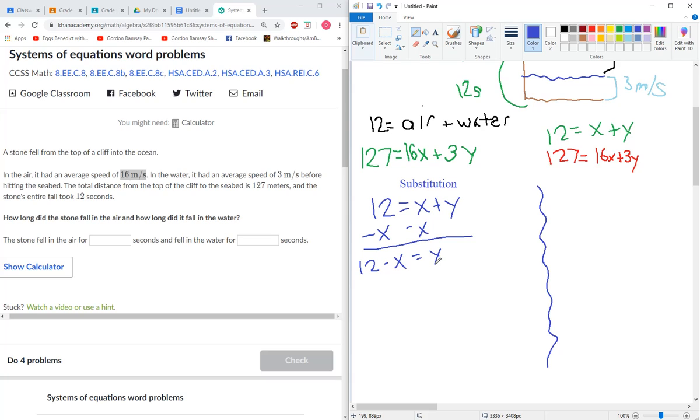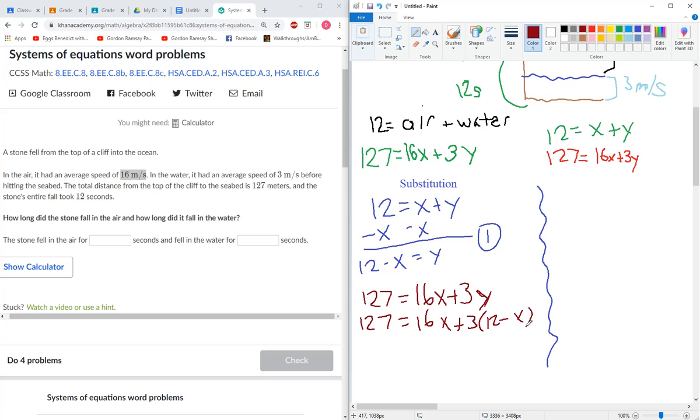Now that I have my isolated y, so this is my step 1, I am going to plug that into the other equation. So originally I had, no, let's not do that. Let's use that one. So I have 127 is equal to 16x plus 3y. Now, wherever I had my y, it's actually going to be 12 minus x. So 127 is equal to 16x plus 3 times 12 minus x.